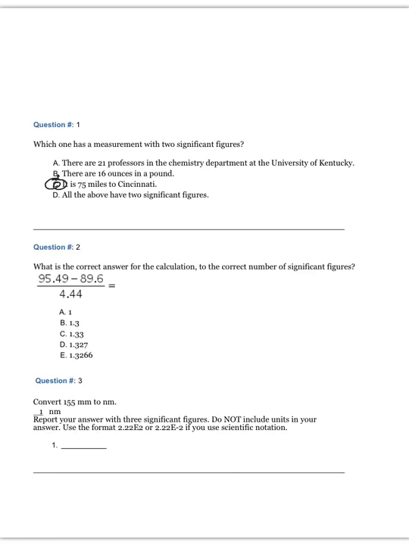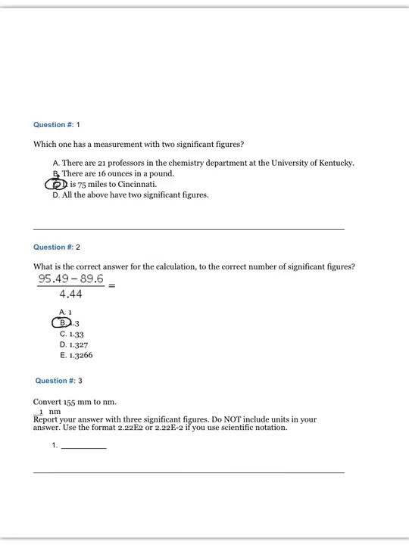Question number 2. What is the correct answer for the calculation to the correct number of significant figures? The answer is B, 1.3.